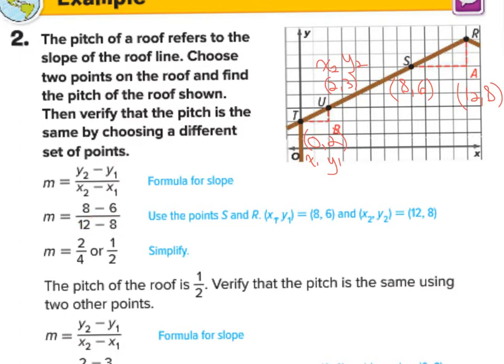Okay? And then they subtract, and you can see that they found a slope of a half, or 1 over 2. So that's just saying that when you rise 2, you run 4. See? 1, 2, 3, 4 is my run, and rise 2, 1, 2. That's the slope.